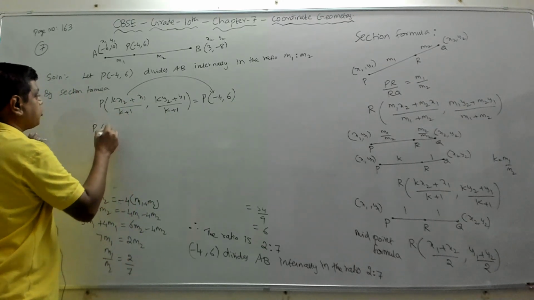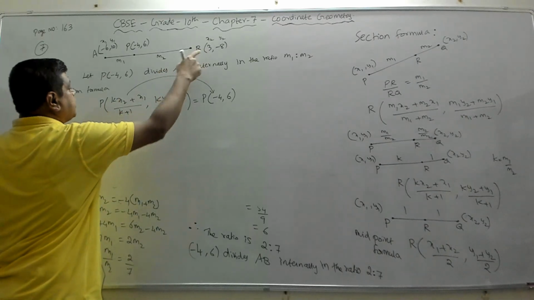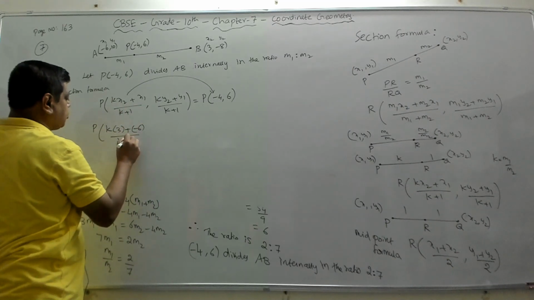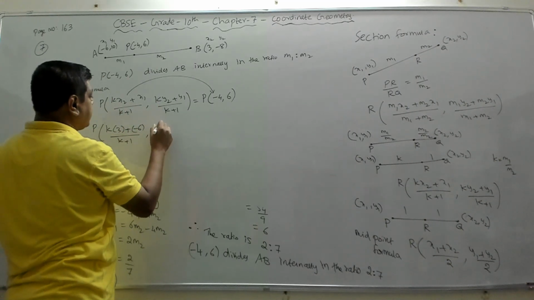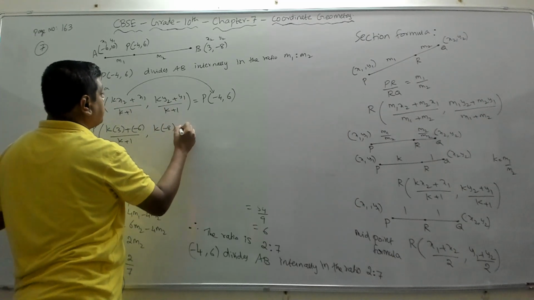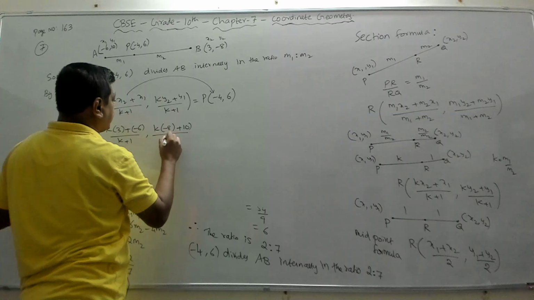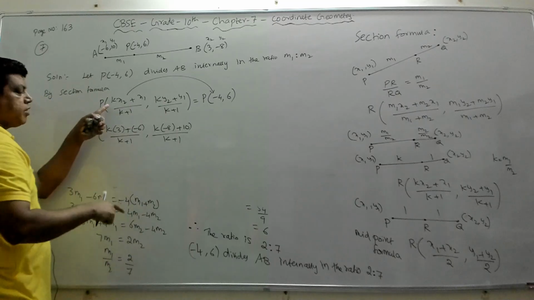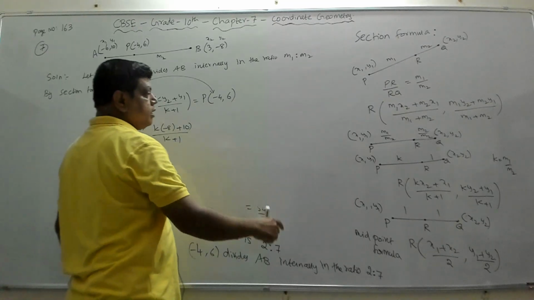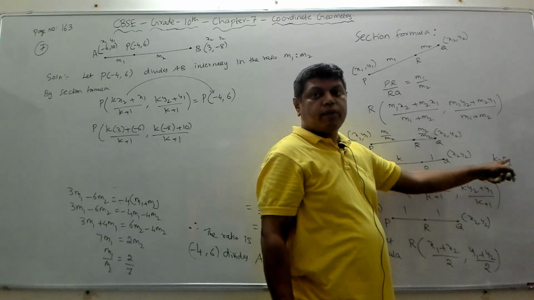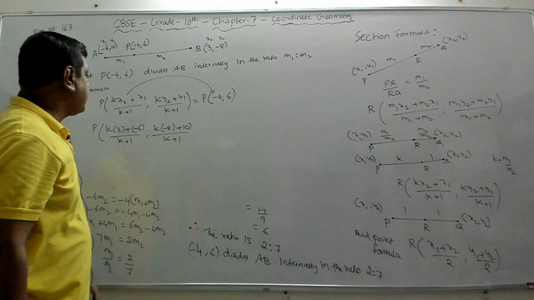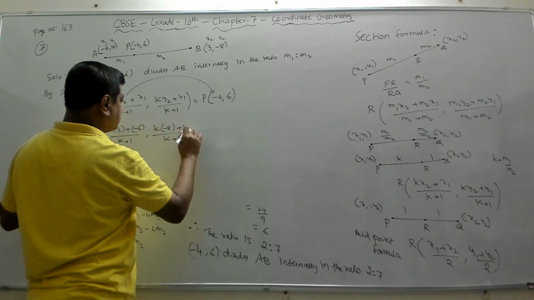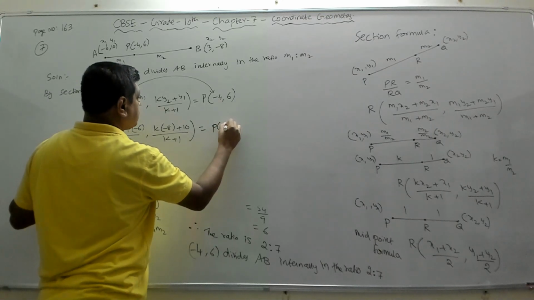So P of, if we substitute this, kx2 is 3k plus x1 is minus 6 by k plus 1, comma, ky2 is minus 8k plus y1 is 10 by k plus 1, right? Now we have to find the value of k in this. But what is k? k is m1 by m2. If you find k, then we'll get the ratio m1 by m2. The ratio is k is to 1 now. So this is equal to P of minus 4 comma 6.